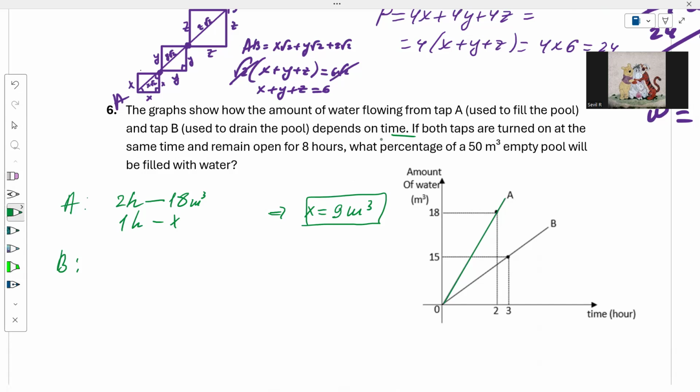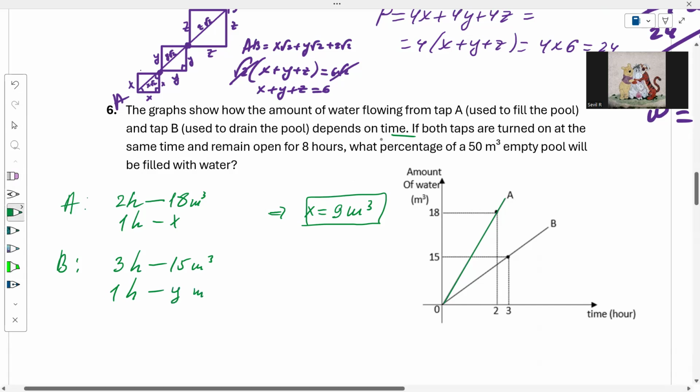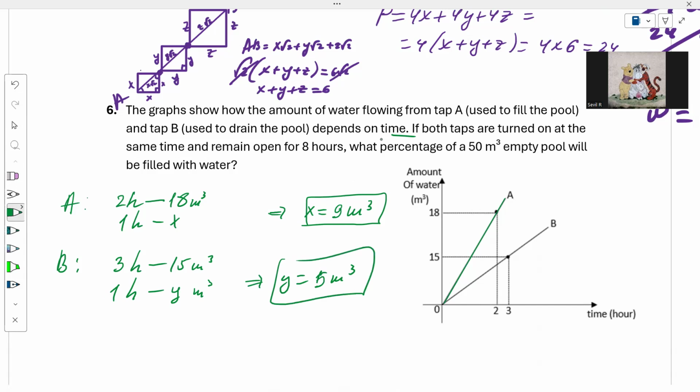At the same time, B drains the pool, right? As you see, in 3 hours, it drains 15 cube meter. In 1 hour, we always look for one unit, x or y. So y will be 15 divided by 3, 5 cube meter. So you will get 1 mark for that.